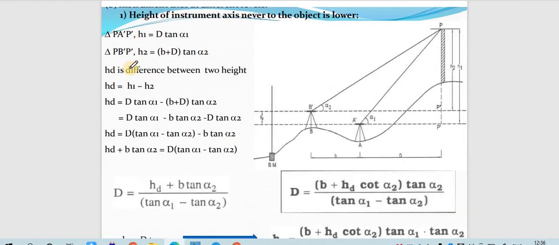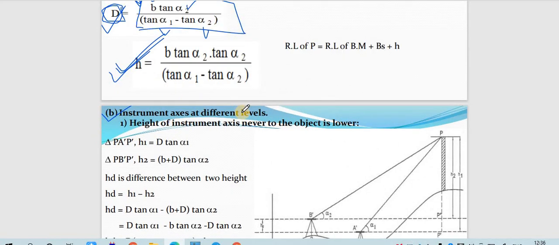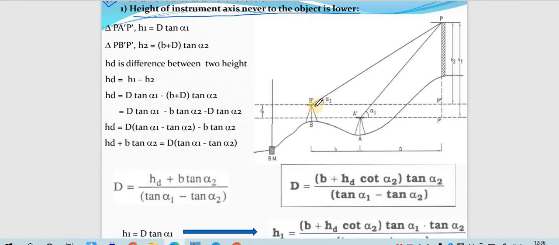Now the next one, when the instrument axes are at different levels, so when the instrument axis to the axis of the object is lower. Suppose you can see that this is the condition for the second case. There are two points from where we are measuring this pole at point P. The angle measured from this point is called alpha 1. The angle measured from this point is called alpha 2. From here to here the distance is capital D, and from here to here the distance is small b.